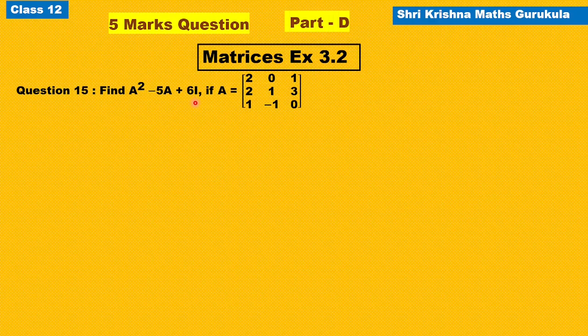What is I here? I is an identity matrix. So when we are considering an identity matrix, what is the order of the matrix that we need to consider? Look at this matrix A. It's of the order 3 cross 3, right? So 5A will be a matrix of order 3 cross 3. A square will be a matrix of order 3 cross 3. So our identity matrix should also be of the order 3 cross 3. So we are considering the identity matrix. This is what it is. It will have all diagonal elements as 1 and all other elements will be 0.